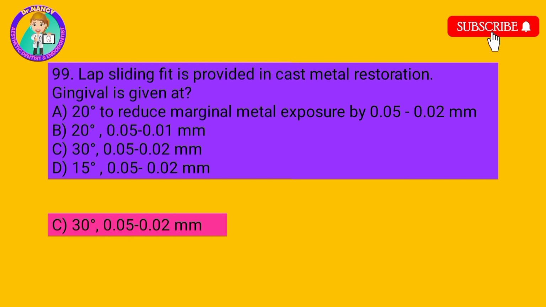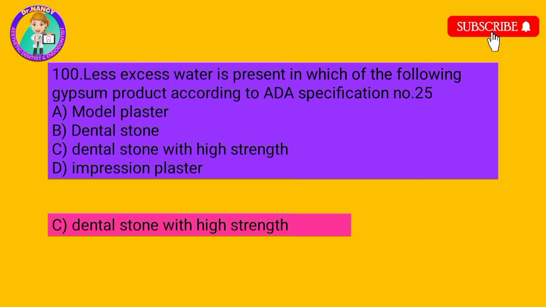Gingival bevel is given at 20 degree to reduce marginal metal exposure by 0.05 to 0.02 mm, 20 degrees 0.05 to 0.01 mm, 30 degrees 0.05 to 0.02 mm and 15 degrees 0.05 to 0.02 mm. Answer is 30 degrees to reduce the marginal metal exposure by 0.05 to 0.02 mm.